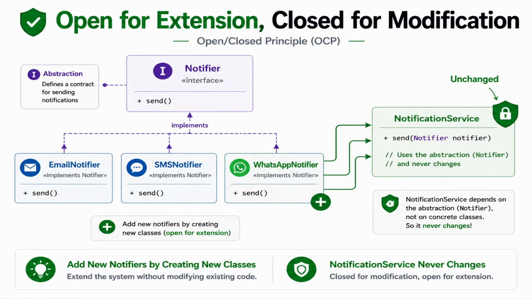Now, what changes are we going to make in the notification service? So instead of the else if block, we are going to introduce only one method inside the notification service, which accepts the notifier interface as an argument or as a parent. And we are going to use this notifier interface's send method. We are going to call this send method.